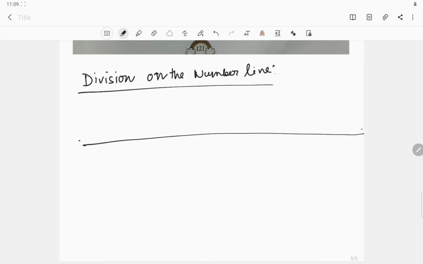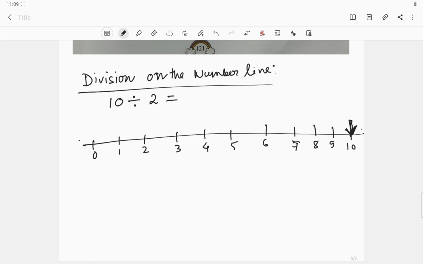Suppose the number line is 0, 1, 2, 3, 4, 5, 6, 7, 8, 9 and 10. Suppose I want to divide 10 by 2. So what will you get? You have to find the result using the number line. Look carefully, because you are dividing 10 by 2, you are at 10. Now go backward, and skip 2 spaces.